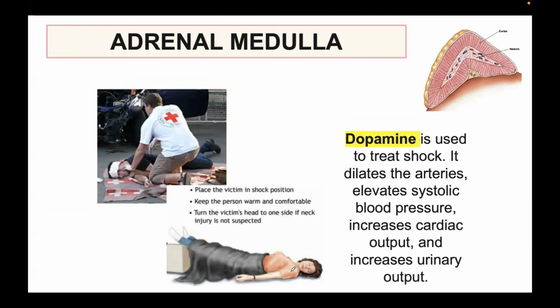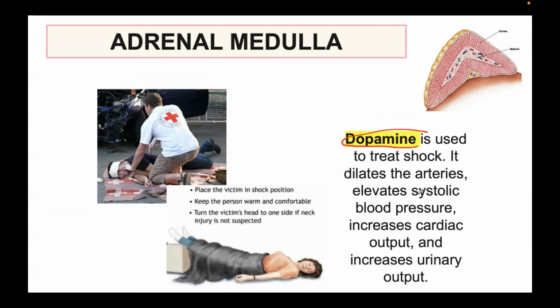Next, nasa adrenal medulla na tayo. Nandito sa adrenal medulla si dopamine. It is used to treat shock. What hormone is being used to treat shock? Dopamine. It dilates the arteries. Okay, dilate yung pinapalaki, 'di ba? Dilated. Elevates systolic blood pressure and increases the cardiac output and increases urinary output.